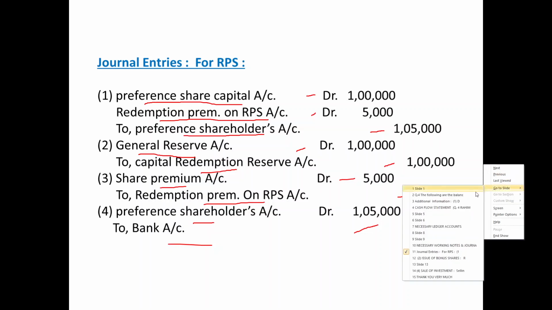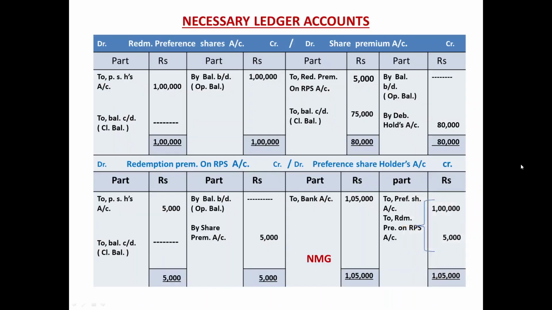Let us give the posting in the concerned ledger accounts related with RPS redemption one by one. First journal entry was preference share capital account debited rupees 1 lakh. Redemption premium on RPS account debited rupees 5,000, to preference shareholders account credited 1,05,000. Opposite narration, opposite amount. To preference share capital account, to redemption premium on RPS account. Total you credited 1,05,000.